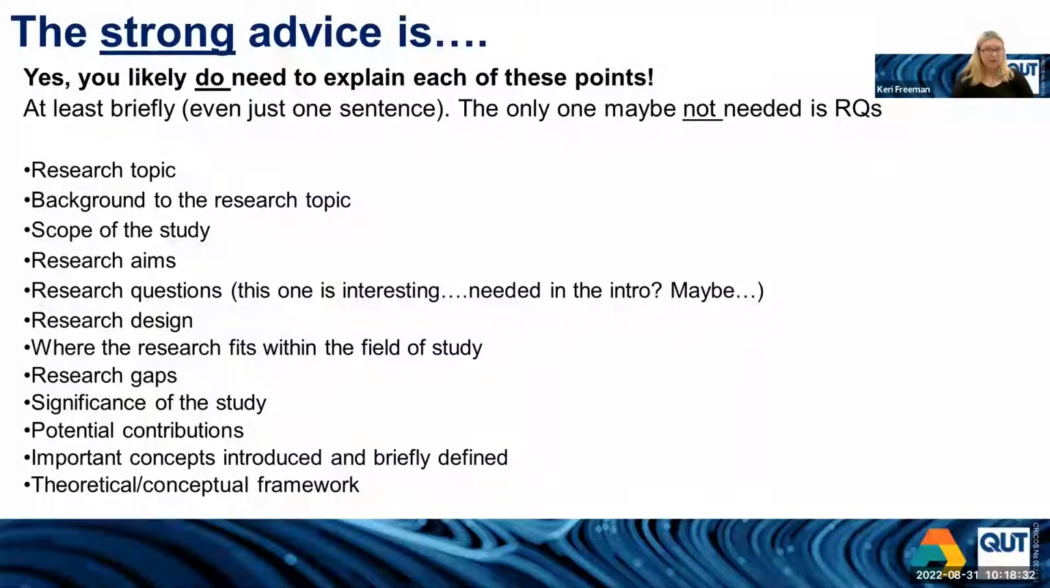The key is going to be dependent on, as I said, what stage of candidature that you are up to. Potentially some of these dot points here, maybe just one sentence, particularly talking about the research design in a proposal stage. It would just be realistically a sentence or even a few words in a sentence to let them know whether it's qualitative, quantitative. And again, the only one maybe not is the research questions, but as we've said, some people want to put the research questions in, and that's okay.